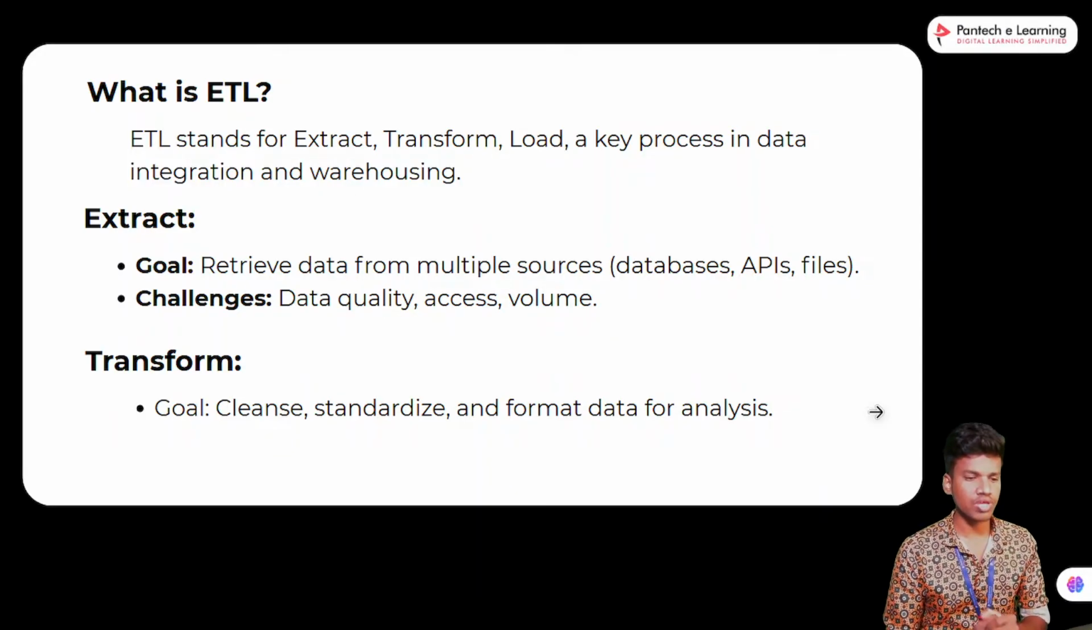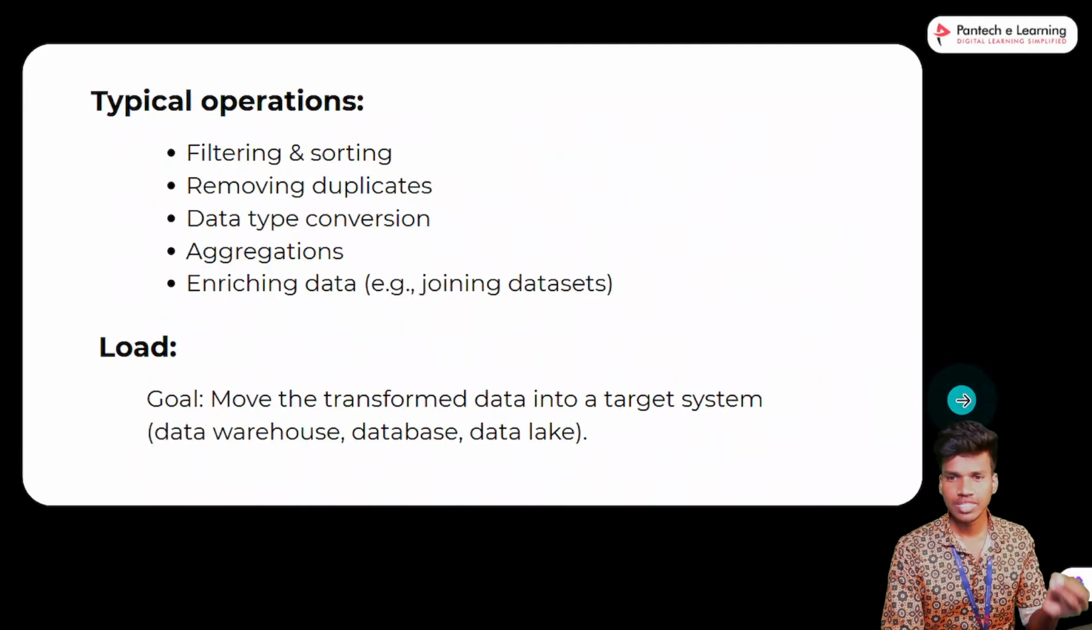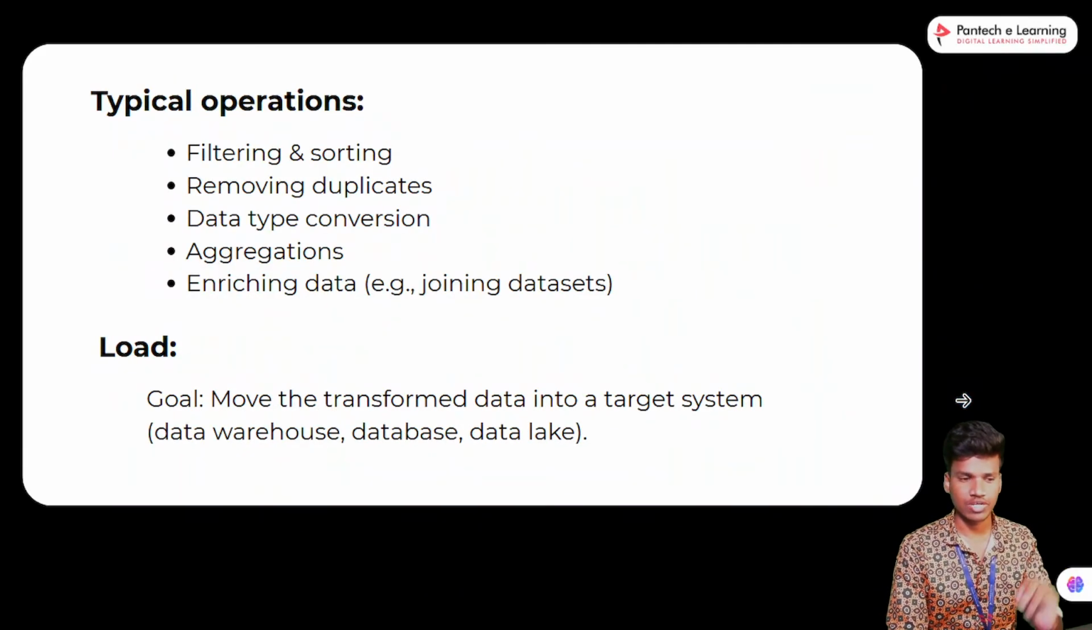And transform means we can pre-process. We clean, standardize and format the data for our analysis process. That is the transform, because multiple duplicate data, repeated data, or null data may be present, where the cell is there but the data is not present. These kinds of things happen, and we can handle them. That process is called transform.